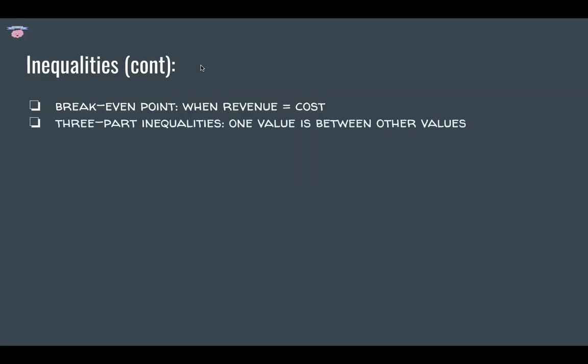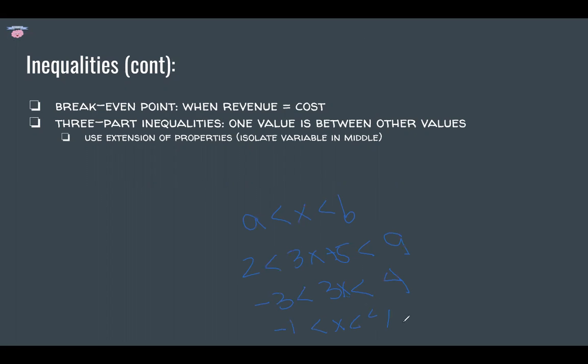Three-part inequalities, like I said, is when one value is between the other. So it uses the extension of properties. Instead of this, what if we had something like 2 is less than 3x plus 5, which is less than 9? Well, we have to isolate the variable in the middle right now. So first we subtract 5, we get -3 is less than 3x, which is less than 4. And then we divide by 3, we get -1 is less than x, which is less than 4/3. And this would be our final answer, or we can write it as from -1 to 4/3 using interval notation.